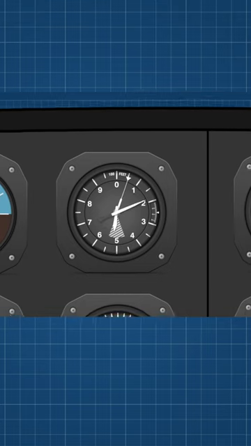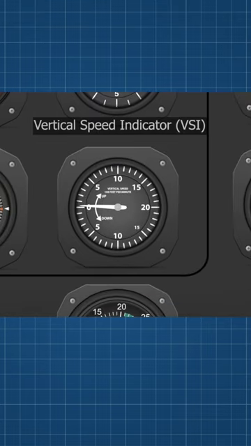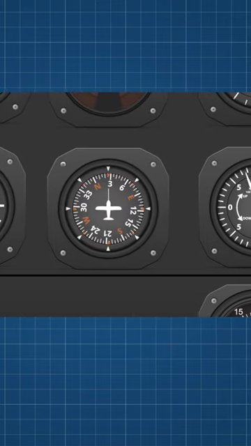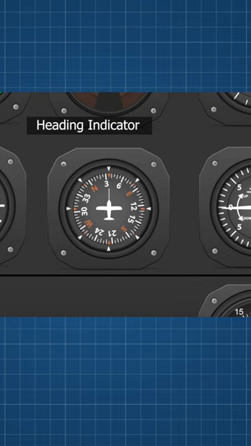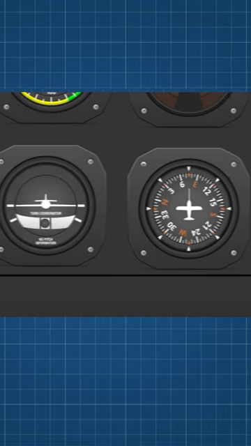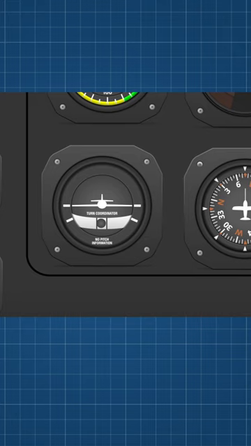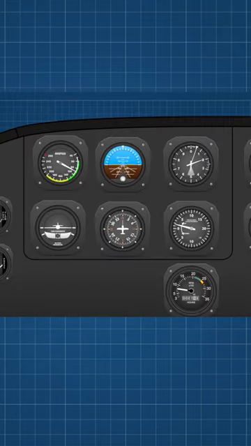Very helpful. Moving down, we have the vertical speed indicator. This will tell you how fast you are climbing or descending. Next, we have the heading indicator. This will give you a magnetic direction in which you are flying. And lastly, we have the turn coordinator. This will tell you your rate of turn and roll information, as well as seeing the quality and coordination of the turn. And that's a six-pack.